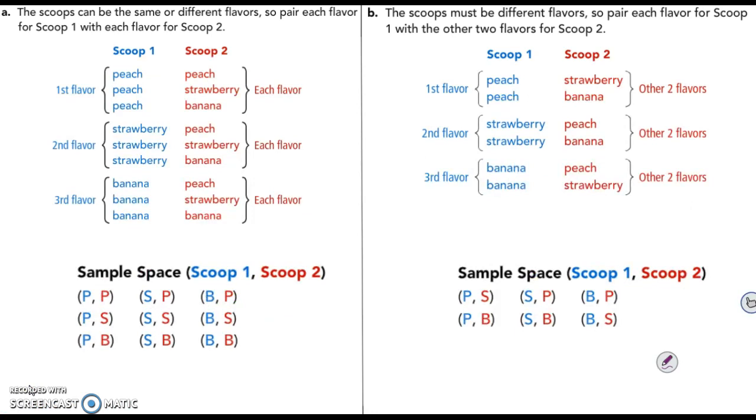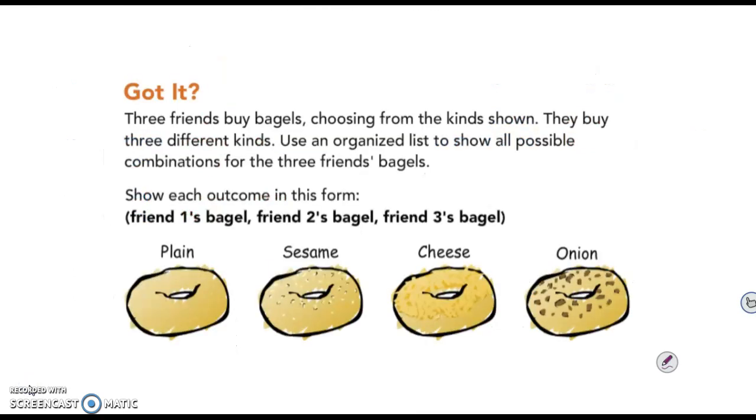Again, as we can see here, we can use an organized list to answer the questions and determine the sample space for compound events. Let's look at the next example. 3 friends buy bagels, choosing from the kinds shown. They buy 3 different kinds. Use an organized list to show all possible combinations for the 3 friends' bagels. Show each outcome in this form: friend 1's bagel, friend 2's bagel, and friend 3's bagel.